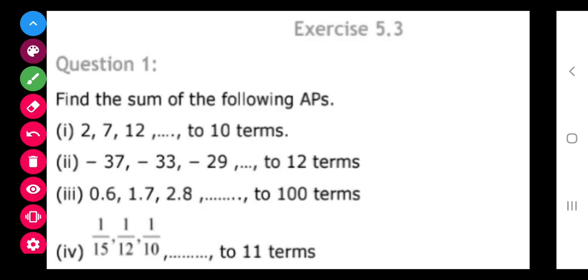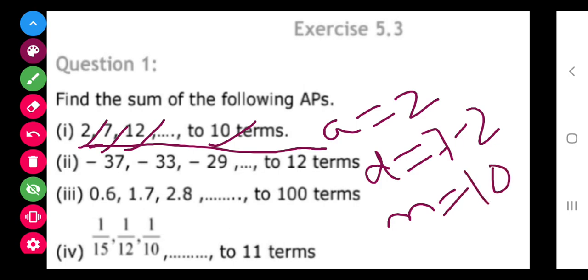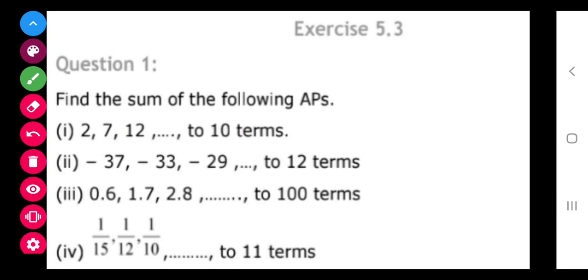So class, the first question on this exercise is, find the sum of the AP. This is an AP, you can make out that 2 is the first term, 7 is the second term, and 12 is the third term. And this is n, we have to sum up to 10 terms. So we have a, we have d, we have n. So this is enough to solve this. a is equal to 2, d is equal to 7 minus 2, and n is equal to 10. After that we can implement that formula.